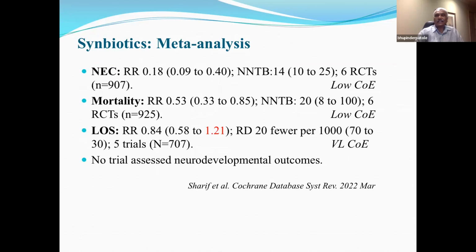Important is to know what's on the extreme right side of the screen, the level of certainty. Because the sample size is low, obviously the confidence intervals are wide. So that's the reason our estimates are either low level of certainty or very low, especially when it comes to late onset sepsis. So overall, for symbiotics, there is basically inadequate evidence in the literature.